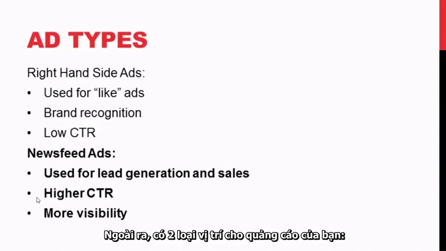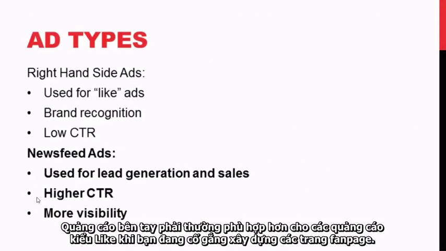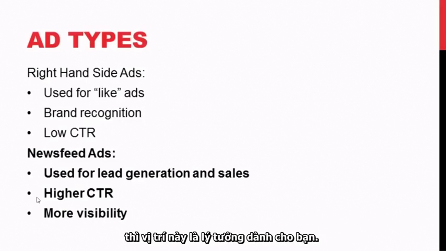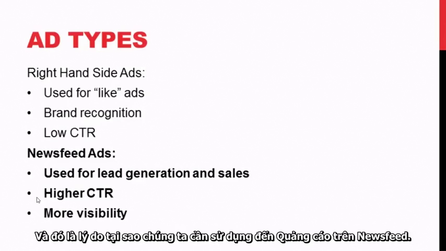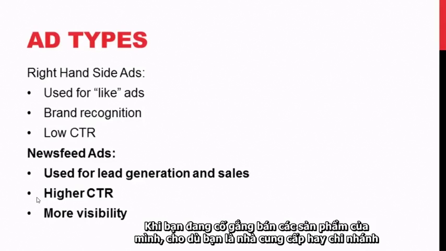Also, there are two types of placement for your ads. You have right-hand side ads and newsfeed ads. Right-hand side ads are usually better for the like type ads when you're trying to build your fan pages up. If you're just trying to get some name recognition and you want people to see your face or see your brand name, that's kind of ideal for that. Not too effective when you're trying to build an email list or make sales. So that's where we use the newsfeed ad. These are perfect for squeeze pages and sales pages. You're trying to sell a product, whether you're a vendor or an affiliate.